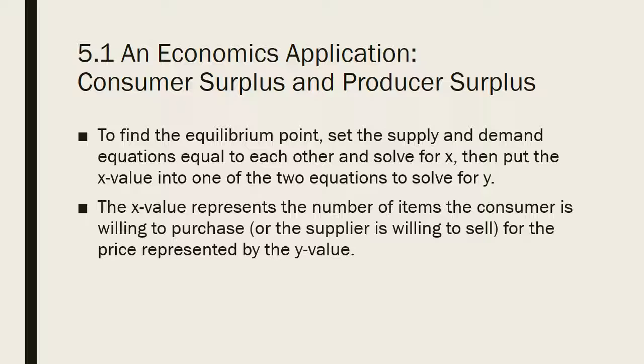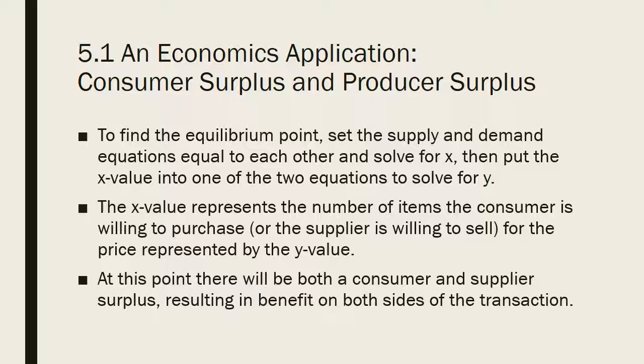The x value represents the number of items the consumer is willing to purchase or the supplier is willing to sell or produce for the price represented by the y value. At this point, there's going to be a consumer and a supplier surplus, so there's a benefit on both sides of the transaction.